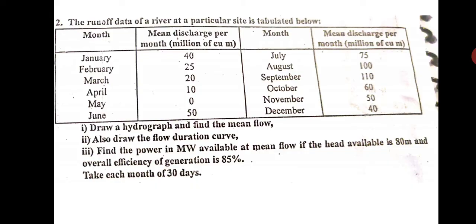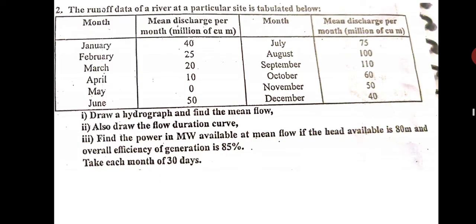Find the power in megawatt available at mean flow if the head available is 80 meters. So here the head available is 80 meters and the overall efficiency of the generation is 85%. So two data are given: the head is 80 meters and the overall efficiency of generation is 85%. So we have to find out the power in megawatt available at the mean flow, because now the flow rate is varying from 0 to 110. Take each month as 30 days. Consider each month to be of 30 days.